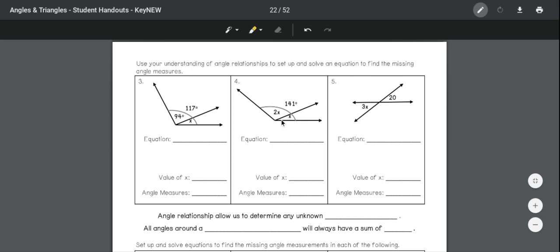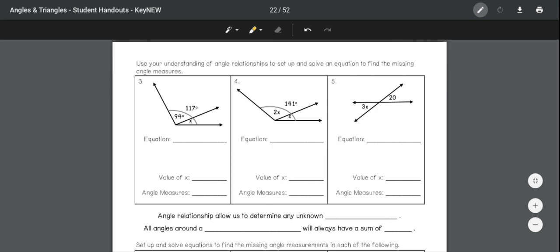Okay, on to the back of the handout. We are going to write some equations to help us figure out what x is and the measure of the angle. So if you think you know what you're doing, the best thing would be to pause and see if you can get it before I go through it.